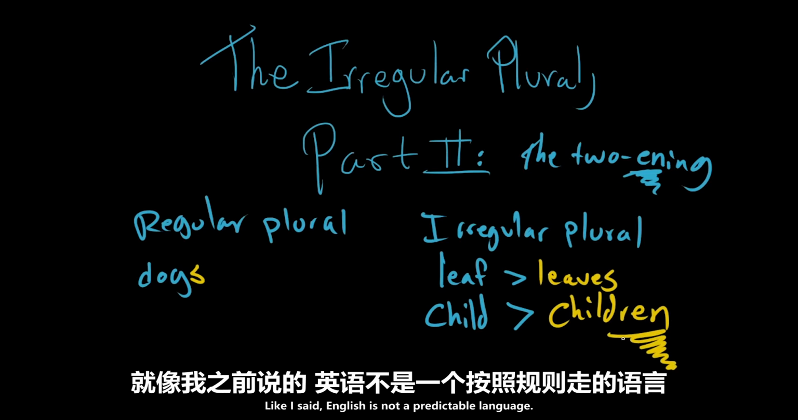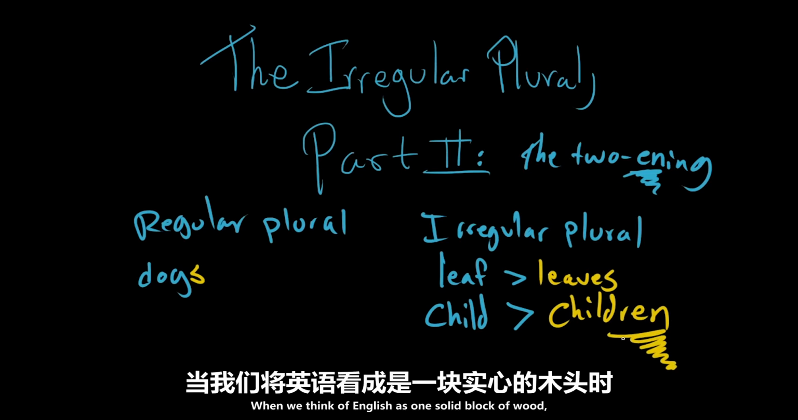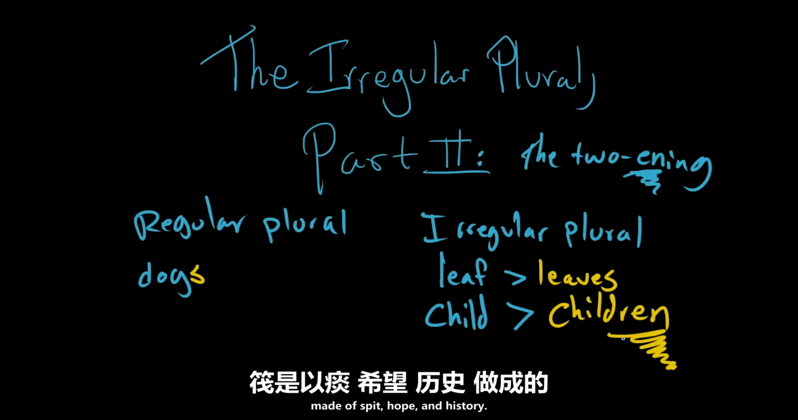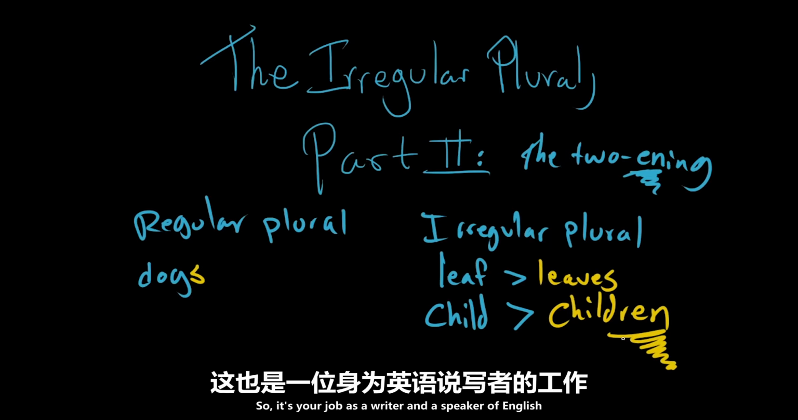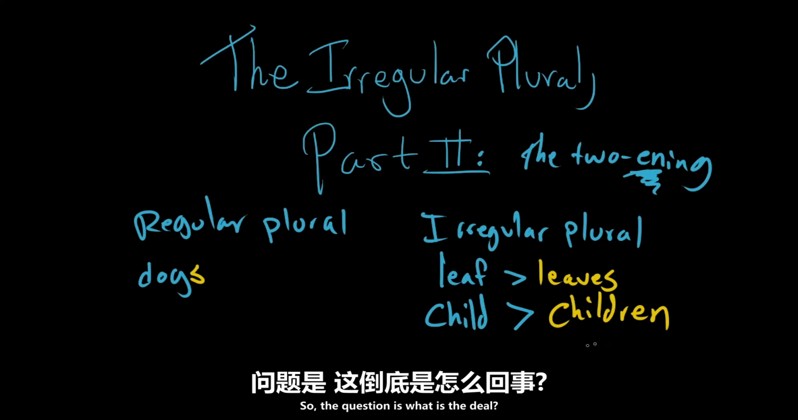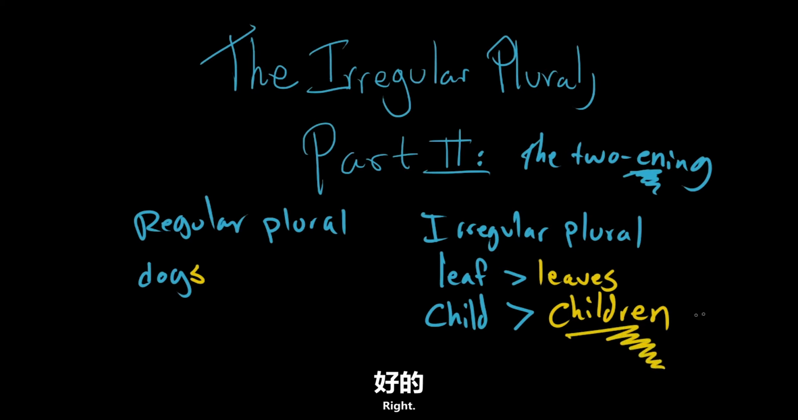Like I said, English is not a predictable language. Few languages are. When we think of English as one solid block of wood, what we're actually seeing is this lashed together raft made of spit, hope, and history. So it's your job as a writer and a speaker of English to make of this crooked timber something straight, to borrow a phrase and then mangle it. So the question is, what is the deal, right?